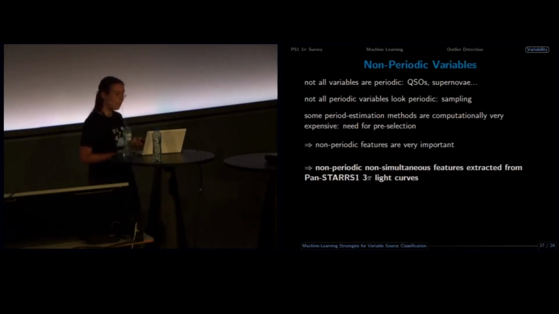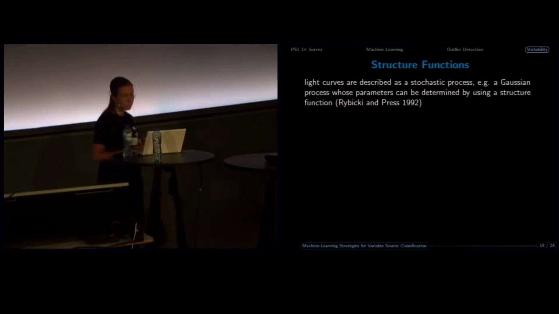Maybe some of you know structure functions. A light curve, or any other kind of time series data, can be described as a stochastic process, for example using a Gaussian process, with parameters that can be determined using a structure function. This is a method from the 90s and was used a lot, for example, for black hole reverberation mapping and other work dealing with light curve data.